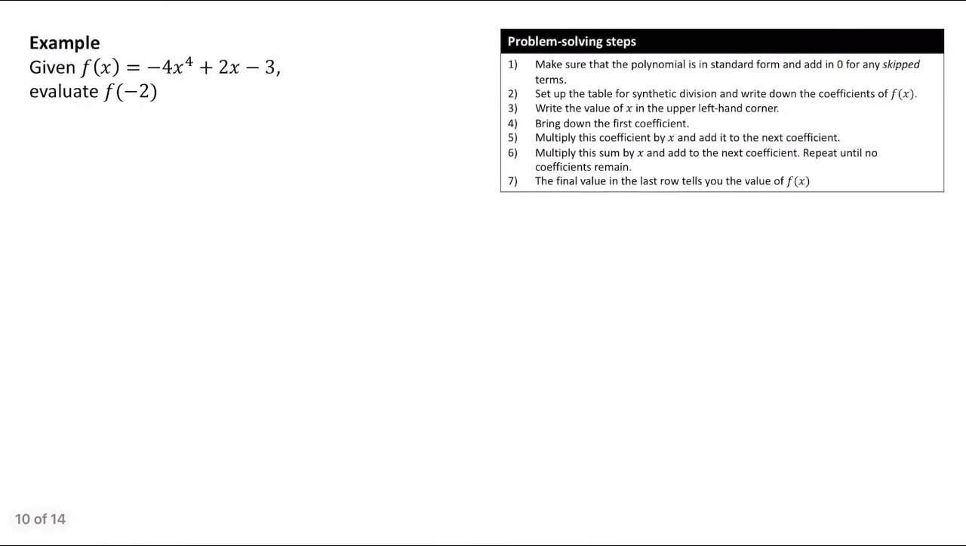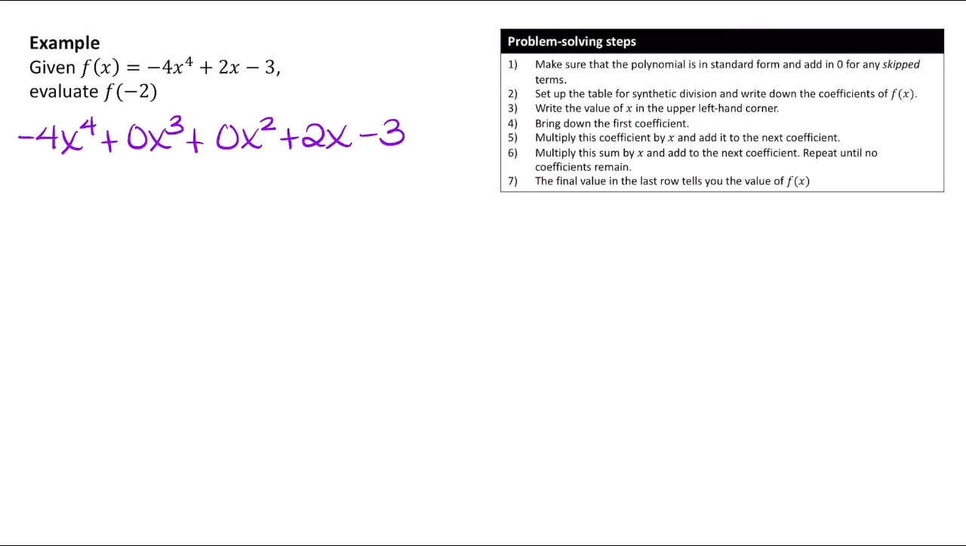So now let's try this example. So we're given f of x. It is in standard form, but notice we don't have zeros for our skipped terms. So I'm just going to rewrite this because we have a negative 4x to the fourth, but then we have no x to the third term. So I'm going to add in 0x to the third. I'm looking for an x squared term, but we don't have one of those either, so I add in 0x squared. And then we have a plus 2x term and minus 3.